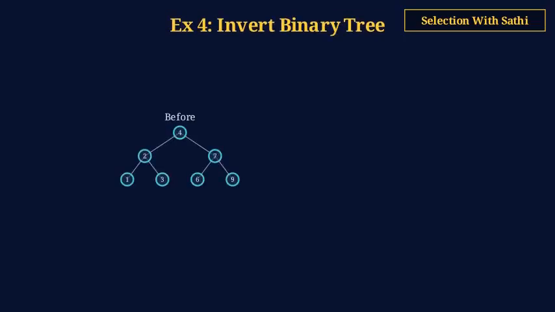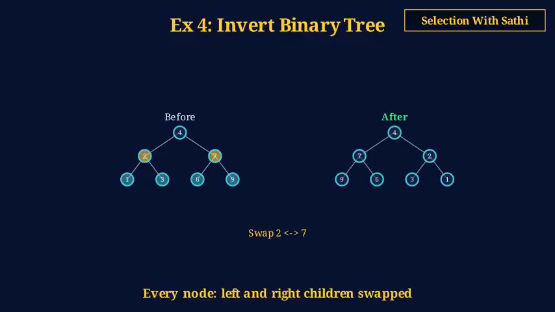Let us mirror a tree, root 1, left 2 with children 4 and 5, right 3 with children 6 and 7. At root 1, swap left 2 and right 3. Tree becomes 1 with left 3 and right 2. At node 3, swap left 6 and right 7. Subtree becomes 3 with left 7 and right 6.